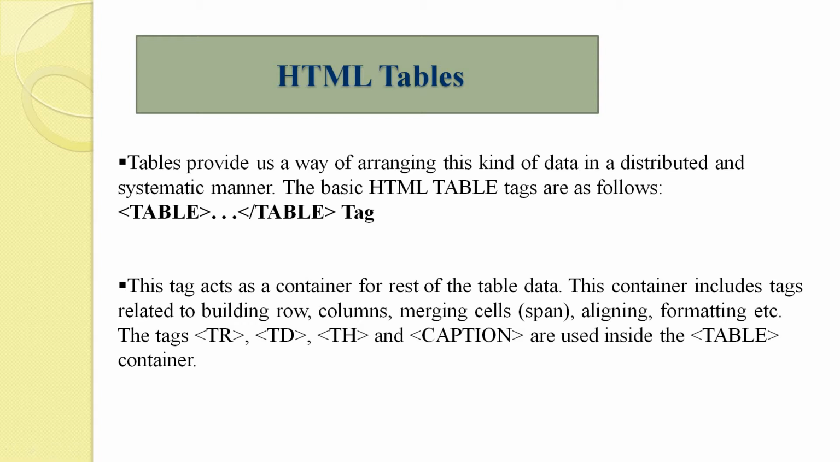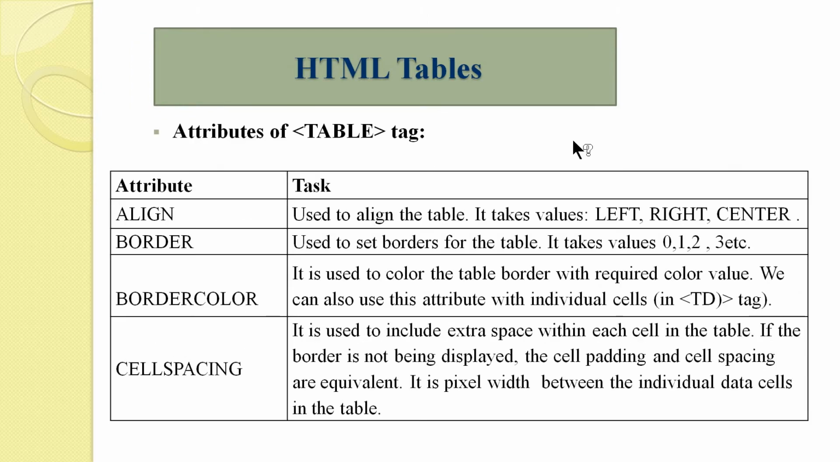Now we will see the attributes of HTML tables. The first one is align, which is used to align the table, and this takes the parameters left, right, center, but the default is left. In the case of left, it is not required to use the align attribute. If we have to make it right or center, in that case we can go for the align attribute.